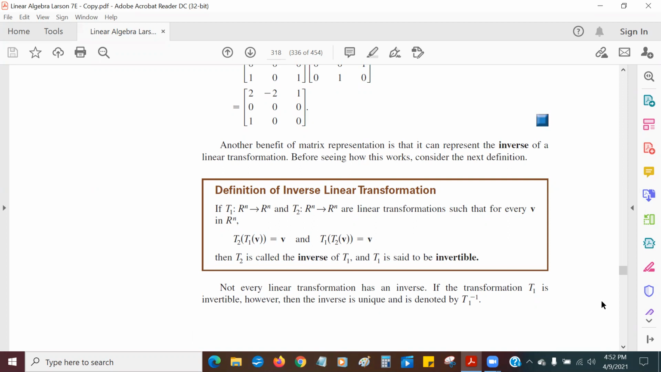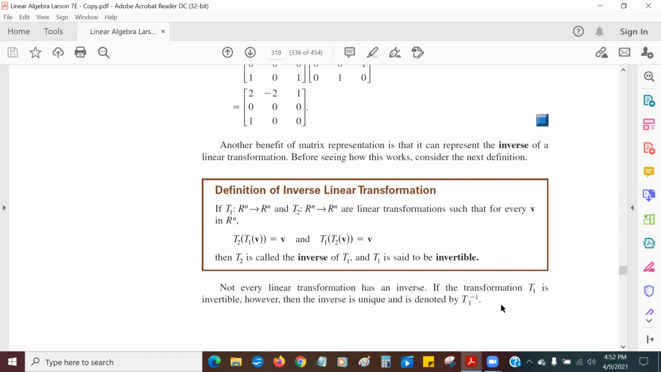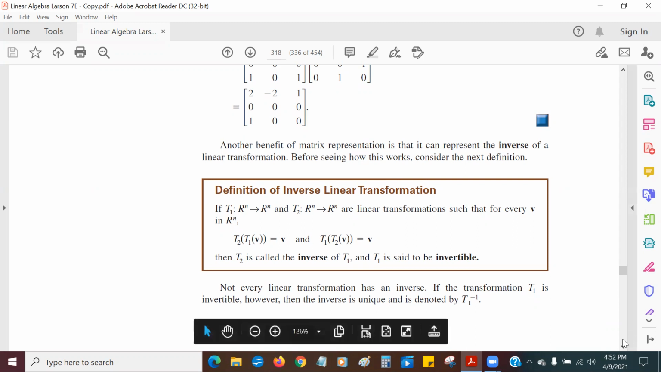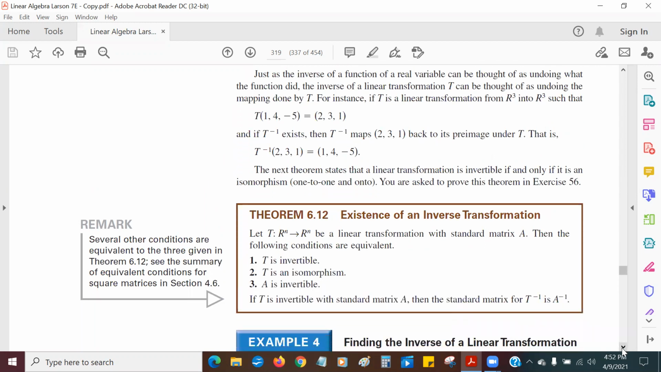Now, not every linear transformation has an inverse. But if it does have an inverse, then it's unique, and we could just say T1 inverse. There's one inverse if there is an inverse. You'll see in a minute. And inverses mean what they always mean: if T of (1, 4, -5) is (2, 3, 1), that means T inverse of (2, 3, 1) is (1, 4, -5). It's like any other inverse function.